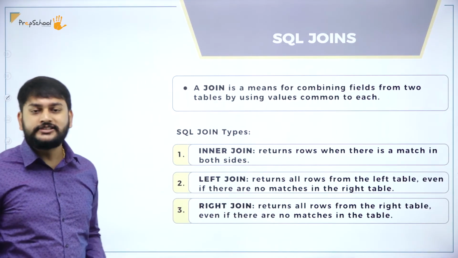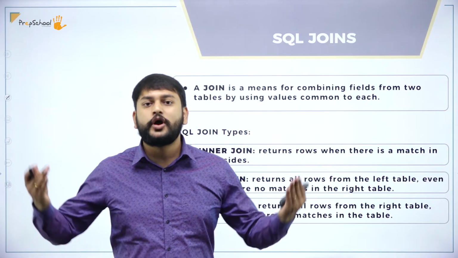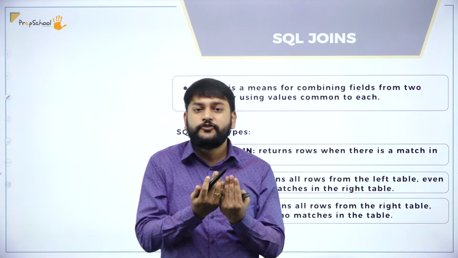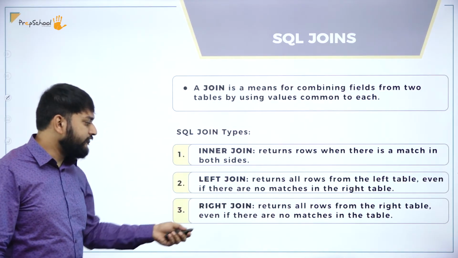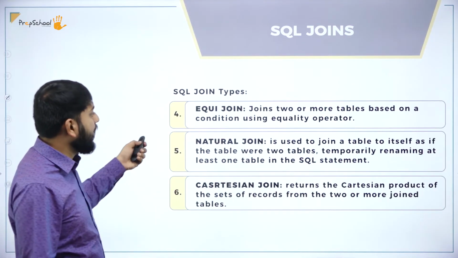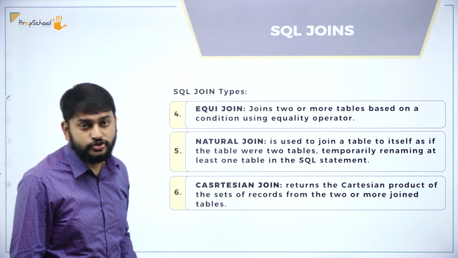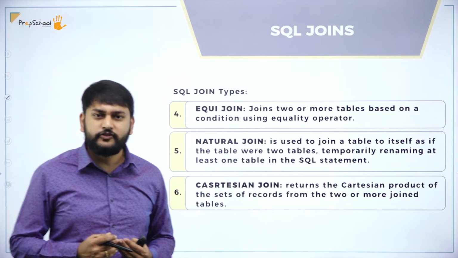So, SQL joins. In your database, you will be able to join two different tables in different forms. What are the different forms of joins that we have? We have inner join, left join, right join, and also equi-join, natural join, and Cartesian join. These are all the different types of joins that we have. What is the meaning of it, sir?